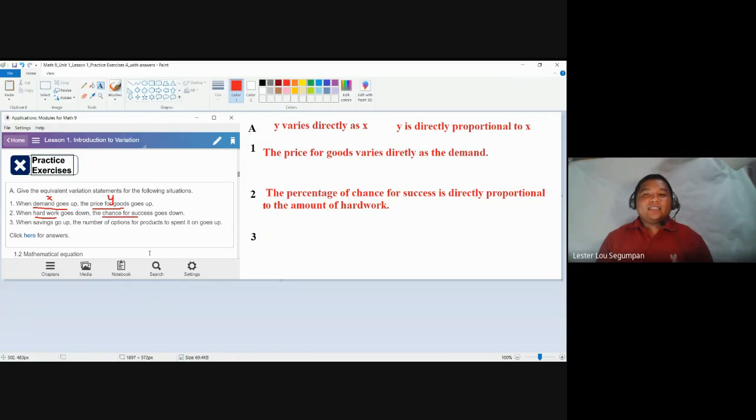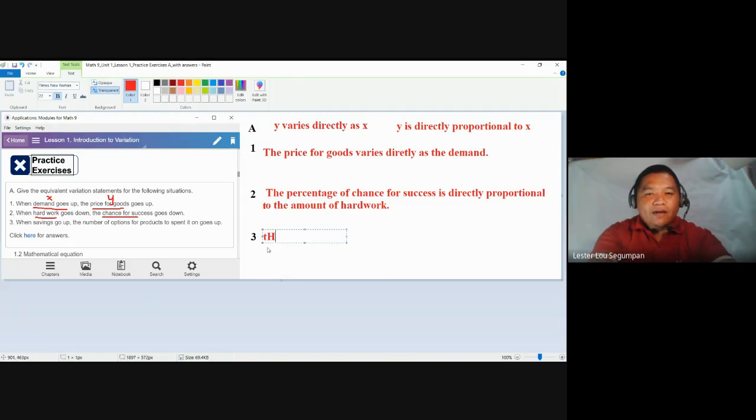Diba? It doesn't start with I will buy shoes, gadgets, and how much I will save. Hindi. Generally, commonly, you start with your savings. So savings is your independent variable, and your number of options would be your dependent variable. So to write this in your variation statement, you have the number of options to spend.